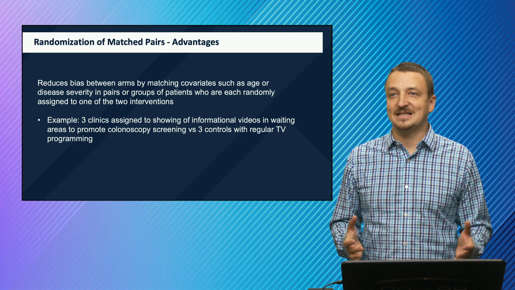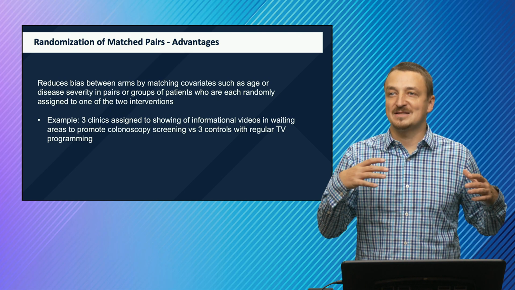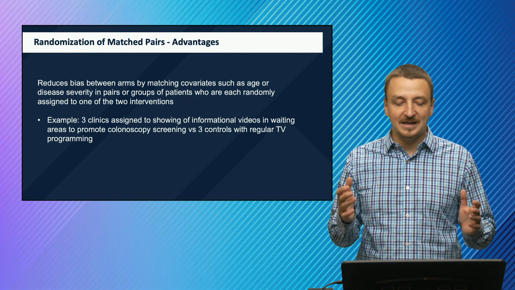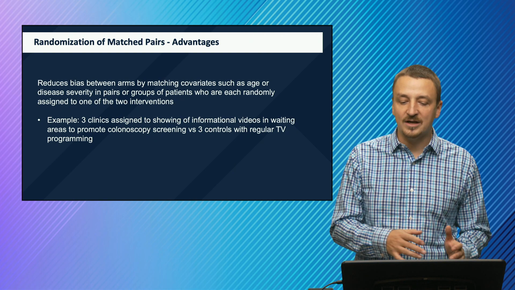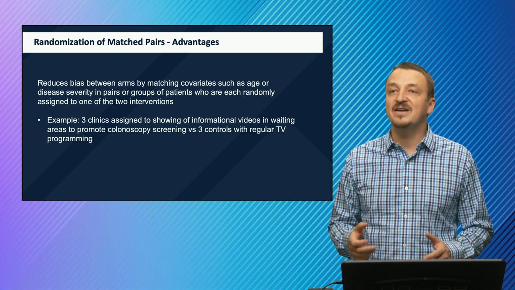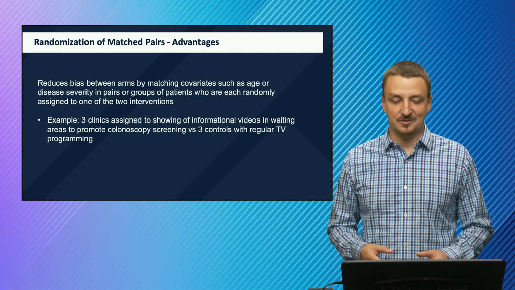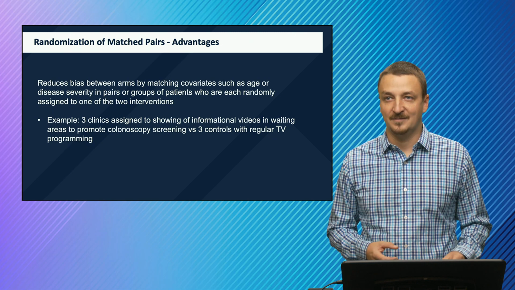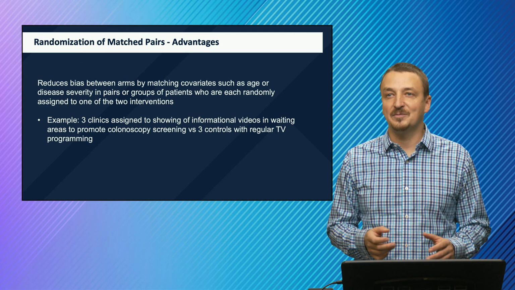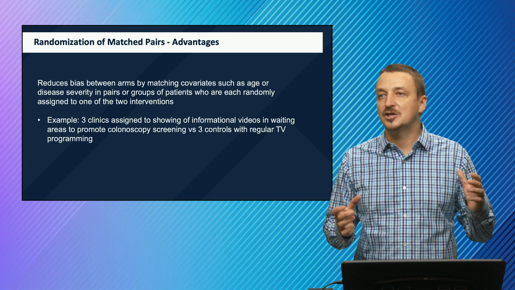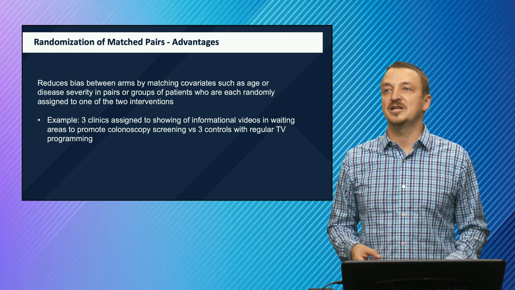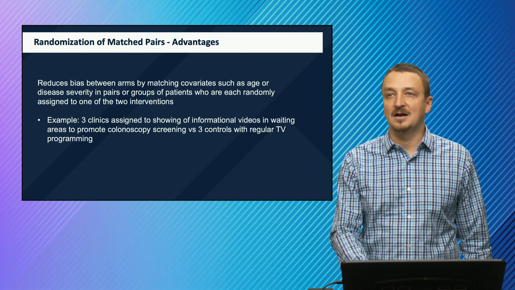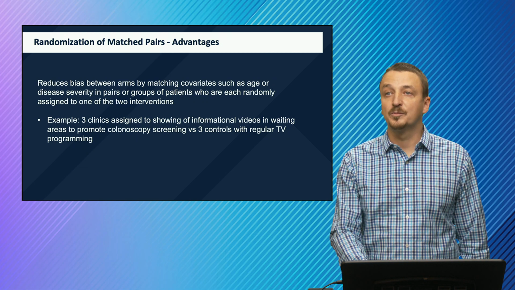Example here, and this is basically going beyond just pairs but really going to clusters and larger designs, is this example here with 3 clinics assigned to showing of informational videos in waiting areas to promote colonoscopy screening versus 3 controls with regular TV programming. You can imagine in such an example basically you want to make sure that the clinics are comparable between each other, and that's why such a matched pair, matched group design would be an appropriate fit here.